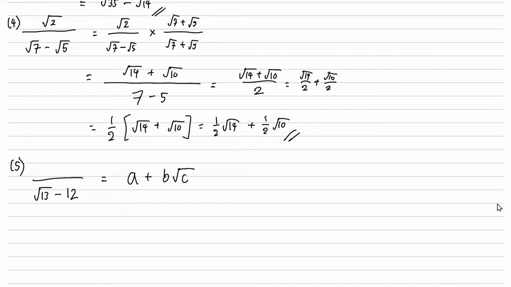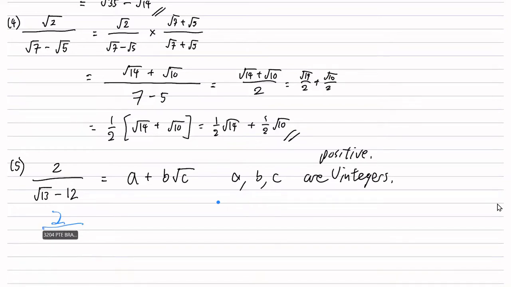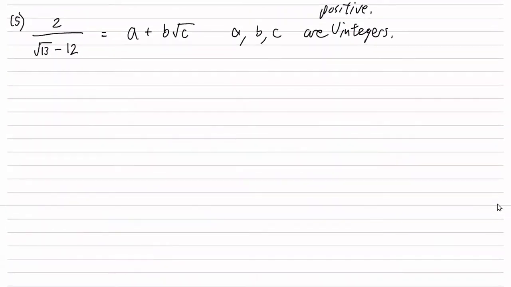Or maybe I should put a whole number here, 2. They will expect you to rewrite your answer in this format and solve for A, B, and C, where A, B, C are positive integers. How would you do it? I'll do the same. It's called rationalizing the denominator. So what do you multiply?